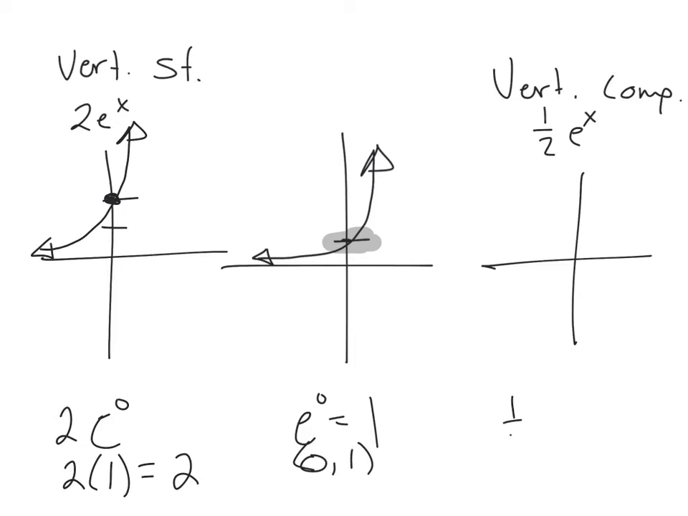Same thing for a 1/2. If I do a 1/2 e to the 0 power, that's 1/2 times 1, which is 1/2. Well, that means the starting value used to be at (0, 1), and now it's at (0, 1/2). But that doesn't mean that I shifted it down, okay? The scalar is affecting the numbers and causing it to do that, but it's not the reason, okay?